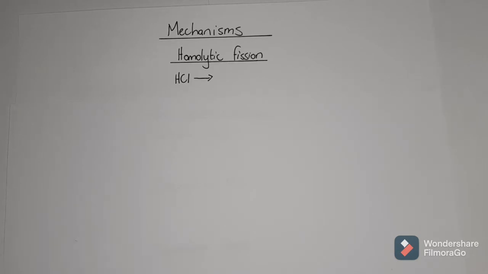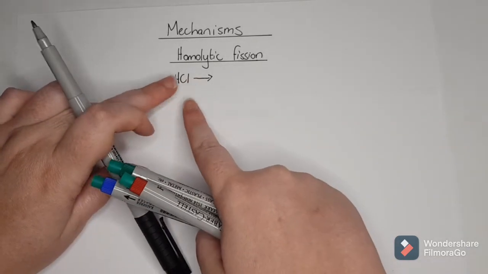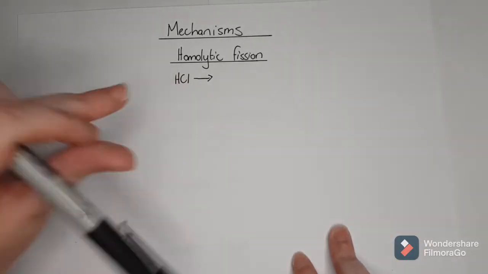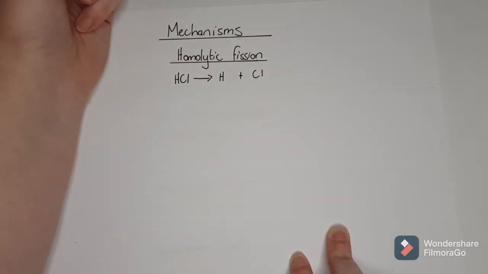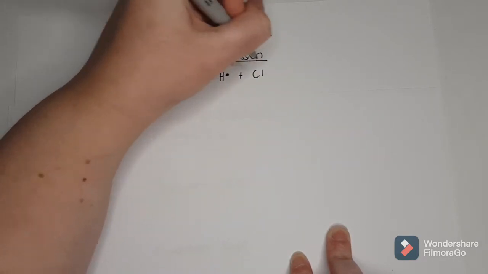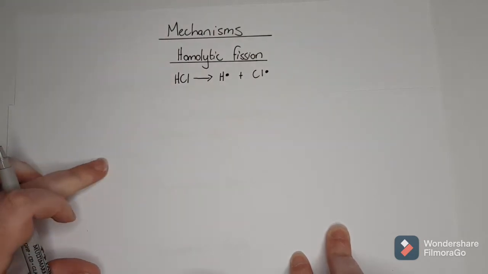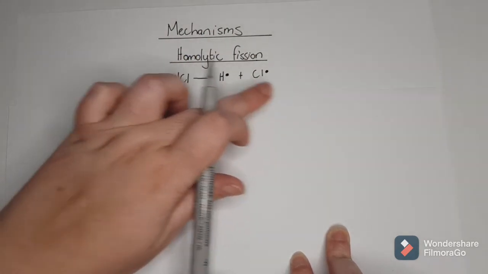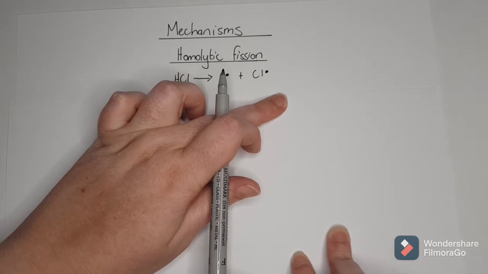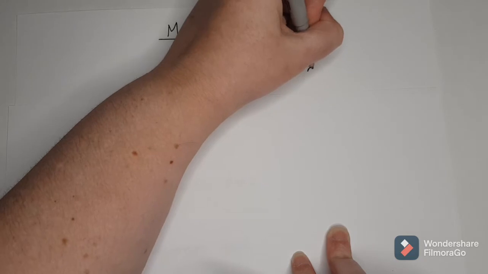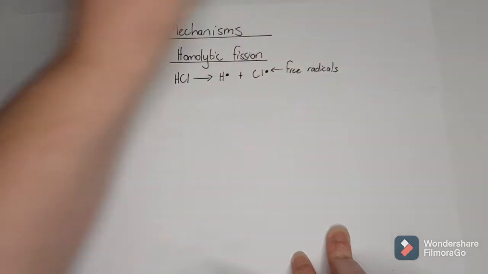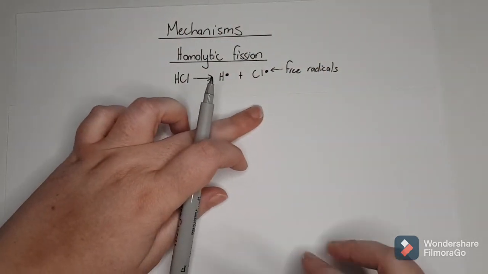So homolytic fission, if I take a compound and I split it, when I break that bond between those two atoms, each atom is going to take one of the electrons. And we represent that by a solid dot, just like that. So each one has one of the electrons, so it's split evenly. And those with the solid dot we call free radicals because they are very, very reactive.